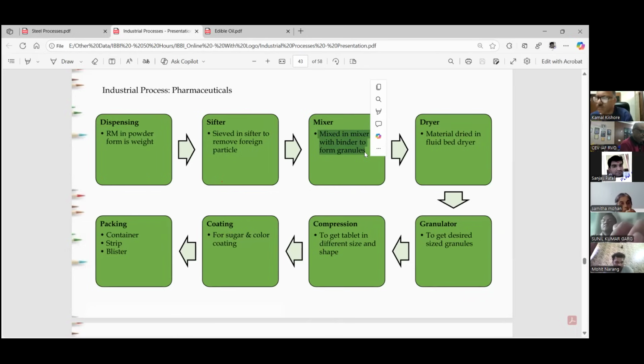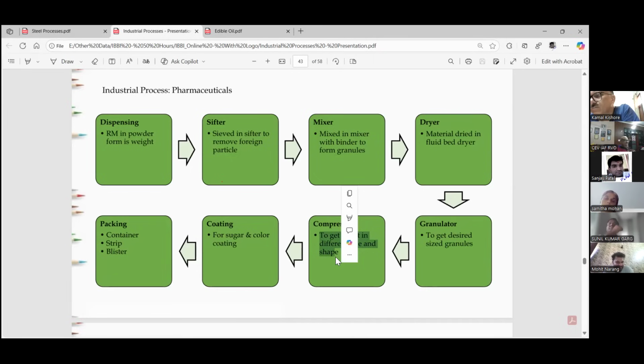After the mixing, the powder goes to the dryer. The dryer is needed because when you are mixing different types of chemical compositions, there may be generation of moisture content due to reactions, so the dryer will dry all the moisture content. Then it goes to the granulator, which converts the dry powder into granulate. And this granulate goes to the compression machines, where it takes the shape and size of a tablet.